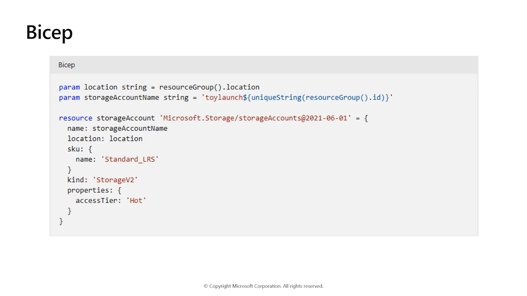Ultimately, Bicep files get translated into ARM templates under the hood, so Bicep still has all the functionality that exists with ARM templates. In the slide here, we have an example of a Bicep file. It's short and to the point. In this example, we're creating a new storage account and configuring it as a local redundant storage with a default access tier set to hot. Let's compare that to the JSON template, the ARM template.